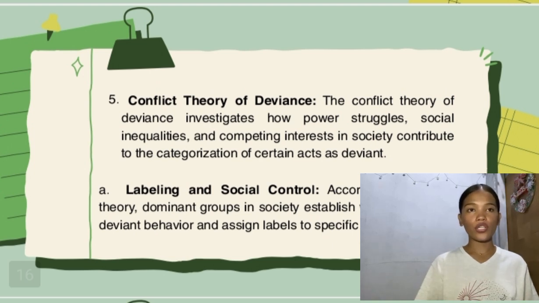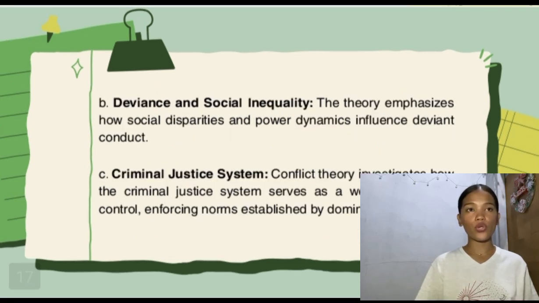Second, the theory connects deviance to social inequality. People who have fewer resources, like the poor, minorities, and powerless groups, are more likely to be called deviants because society is already unequal. Power dynamics shape who gets judged more harshly.